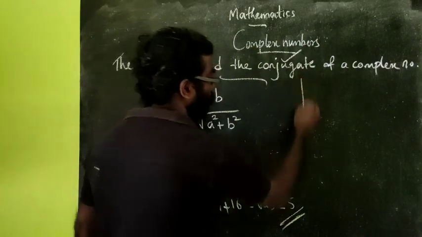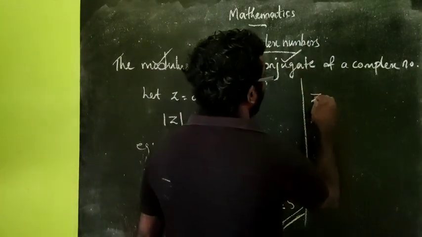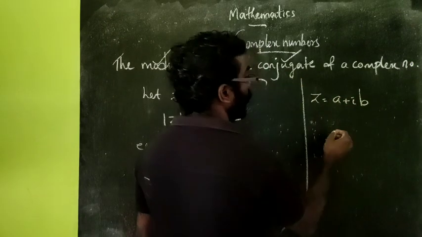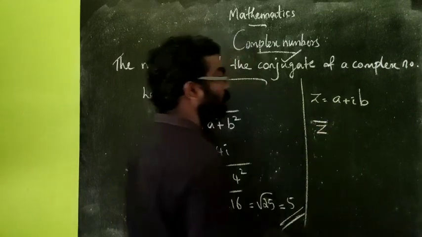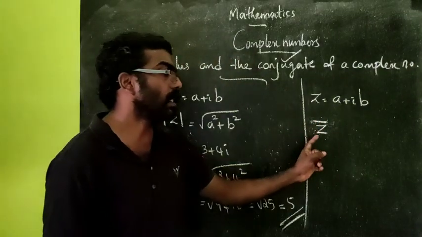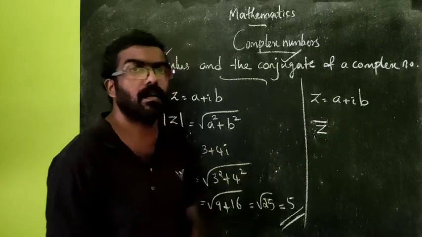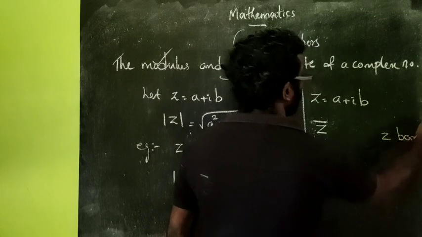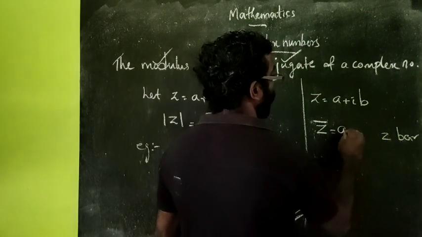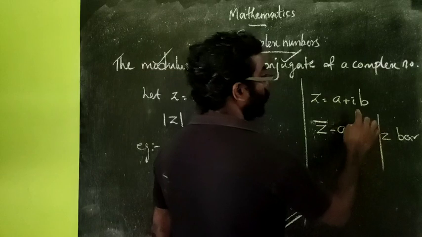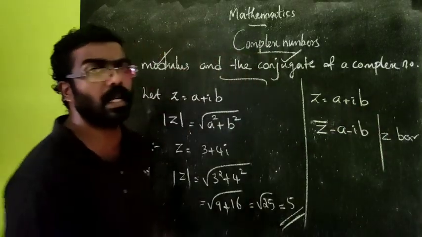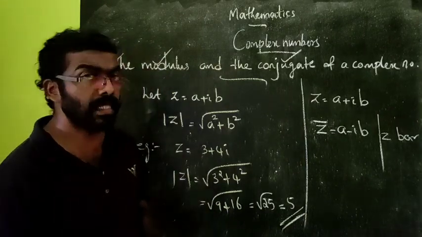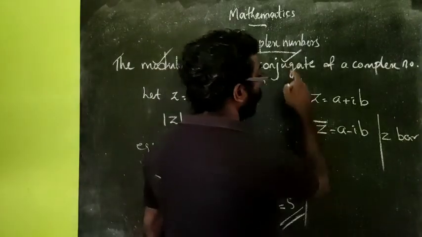Now the next one is conjugate. Conjugate of a complex number. It's also very easy. Z is equal to a plus ib is a complex number. Then the conjugate is denoted by z bar. We write the letter z, then upon that we put a bar. Okay, we read it as z bar. So z bar equal to a minus ib. We have to change the sign of the imaginary part. Remember, we have to change the sign of the imaginary part in order to get the conjugate.